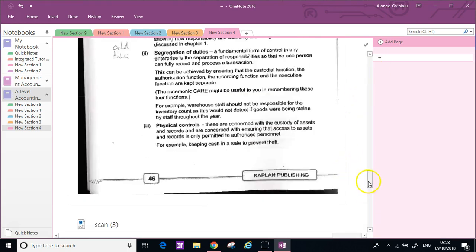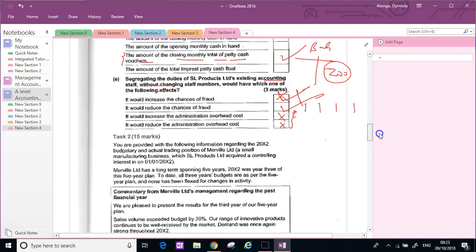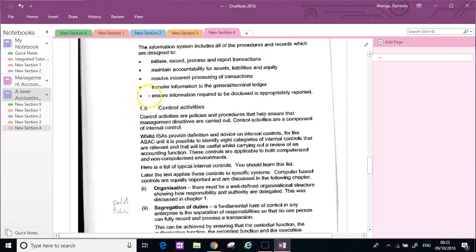What I then want to do is very quickly just highlight a couple of things. What I'll always do is go through a little bit of theory. Control activities very quickly. Control activities come out of CRIME. I'm just focusing on the C today. So C is for control activities. Control activities help ensure that management directives are carried out, and they are a component of internal control.